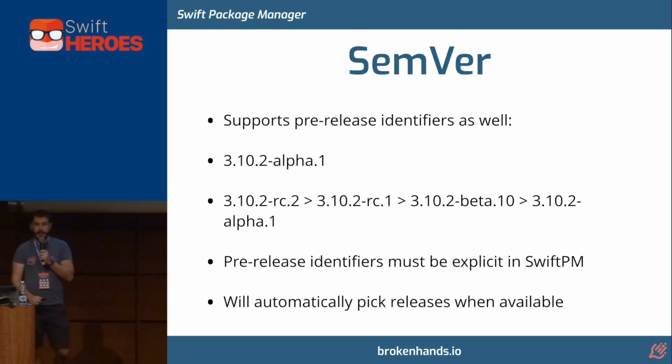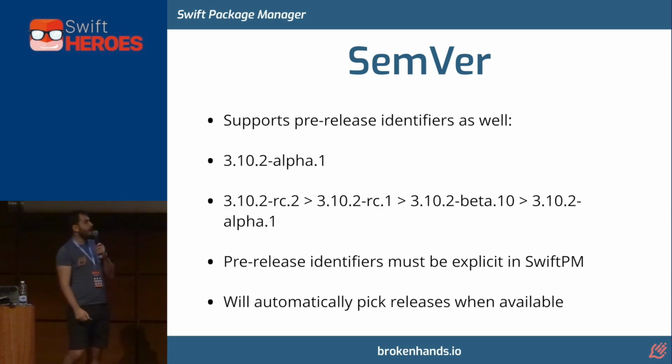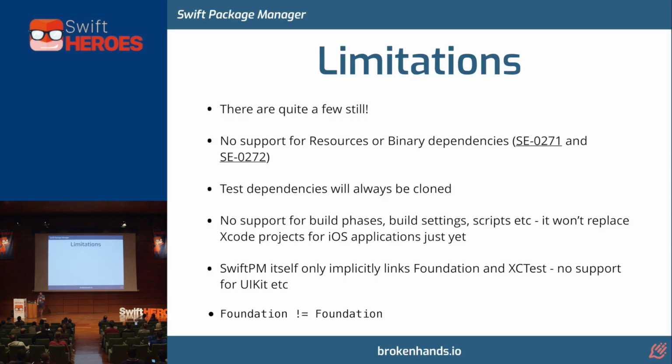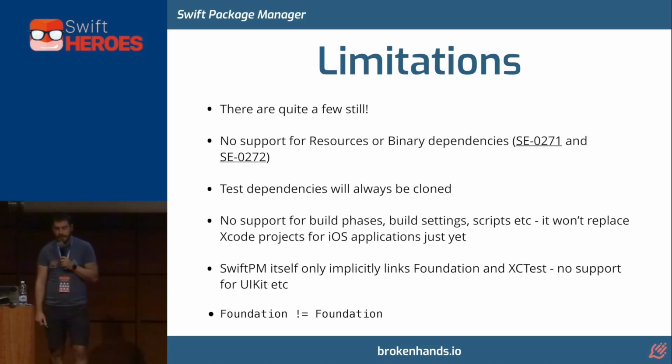So you're now thinking, great, I'm going to go and use Swift Package Manager right now. But we should talk about some of the limitations first, because there are a couple of big ones. And there are still quite a few of them as well. Currently, with Swift Package Manager, there is no support for resources or binary dependencies, which is a big blocker for most people. However, there are a couple of pitches, or proposals, sorry, on the Swift Evolution forums. There's 0271 and 0272. They went into review on Wednesday, and they will implement support for resources and binary dependencies, and they should be shipped hopefully in 5.2, maybe 5.3, depending on when the release is cut.